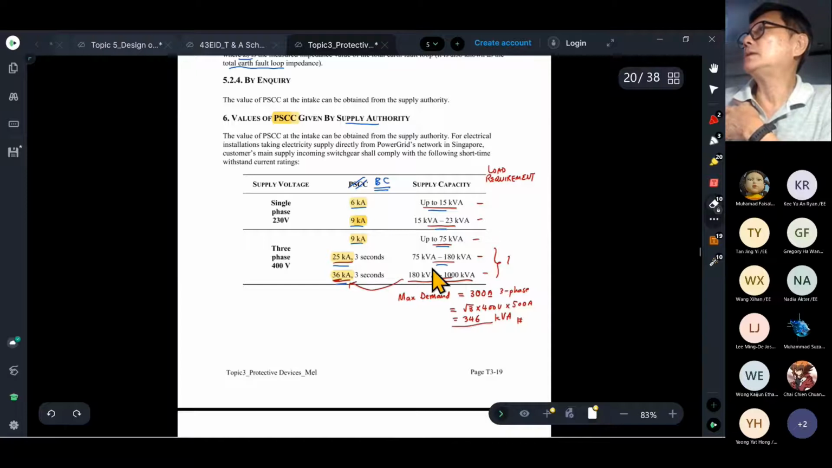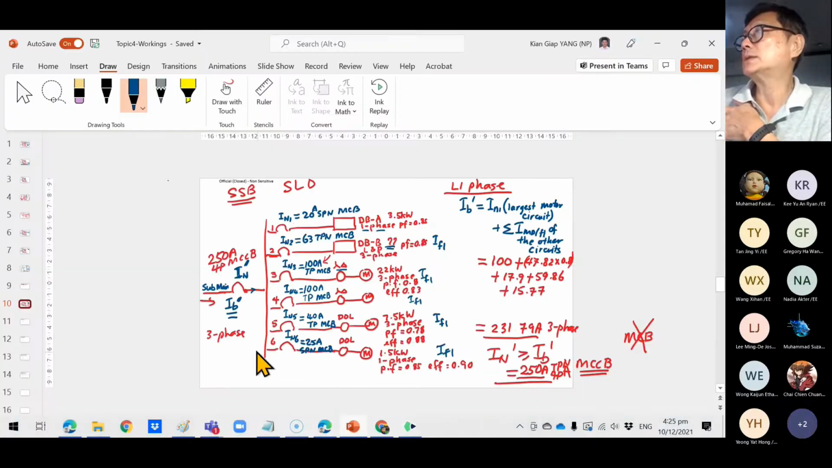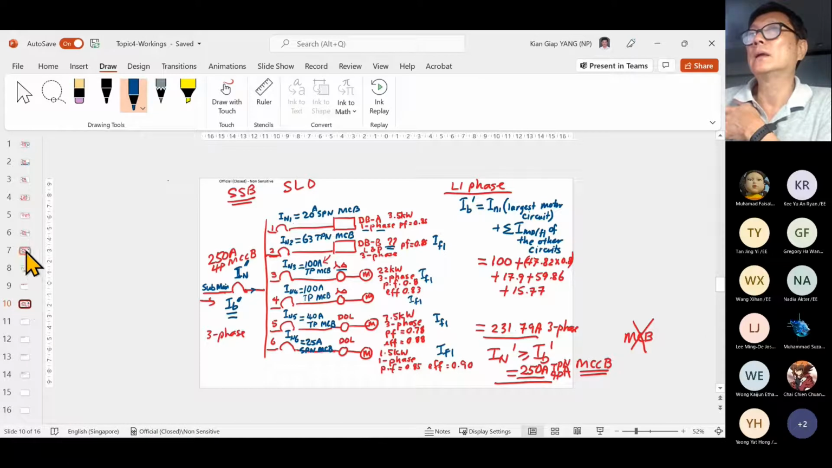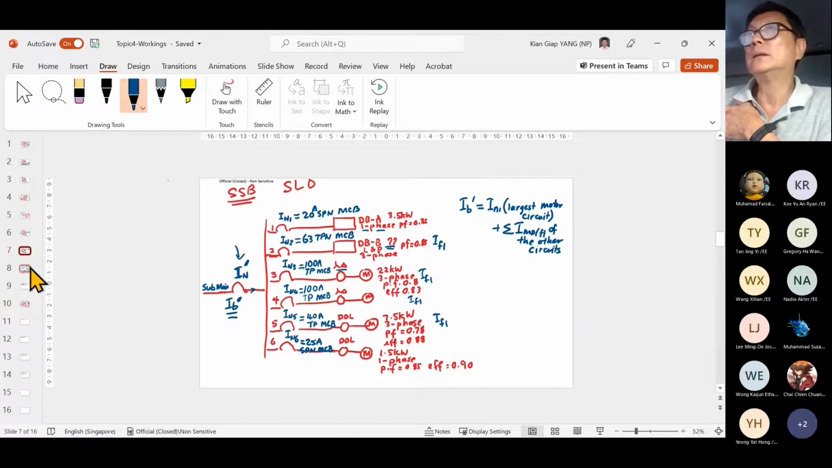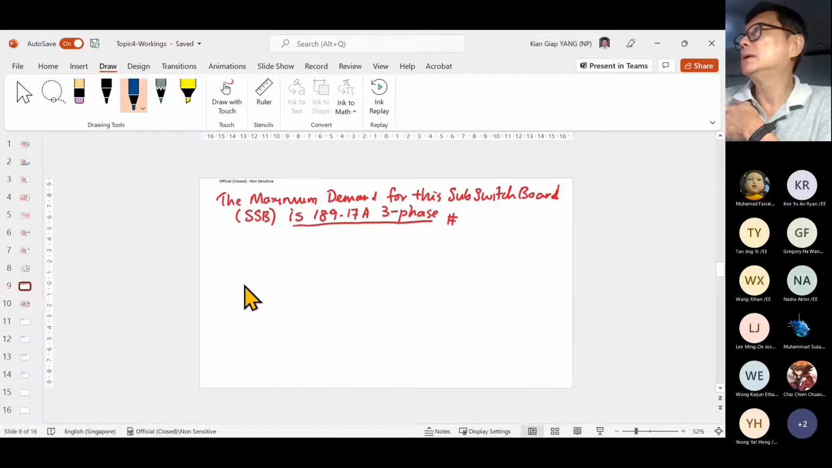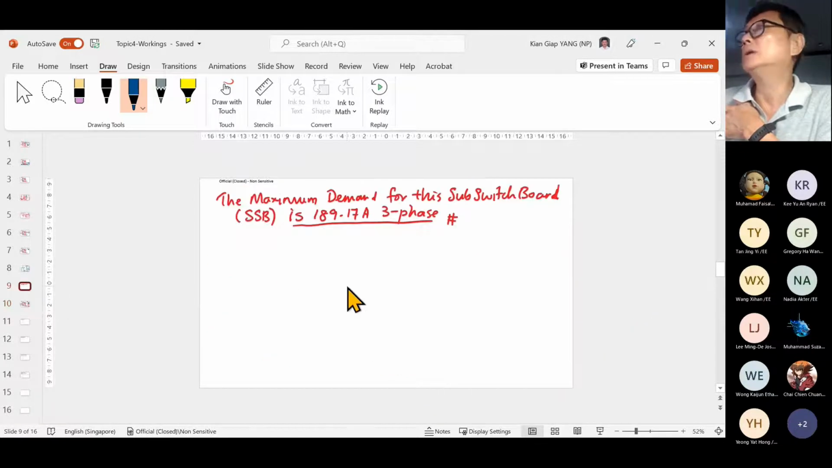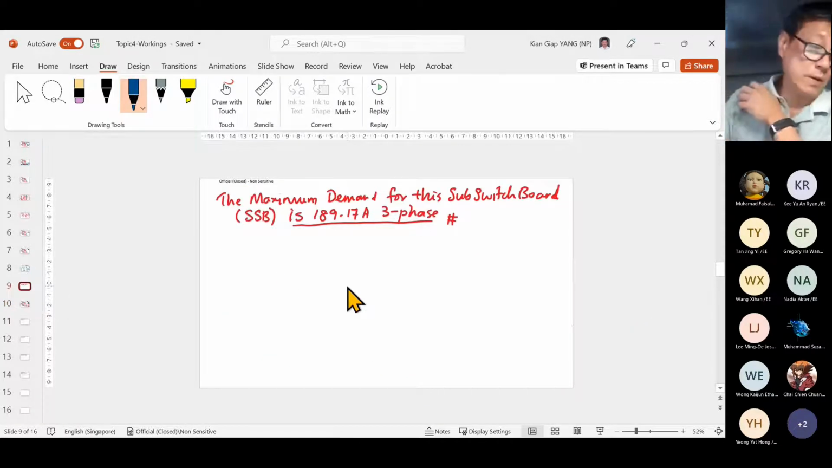If you turn your notes to this page, can you see this page? My breaking capacity will depend on my supply capacity. Remember just now in my calculation, when we calculated the maximum demand for this board, what was the maximum demand? My maximum demand is 189.17 ampere, right? Then I can convert this to kVA. How do I convert this to kVA? Anybody remember?